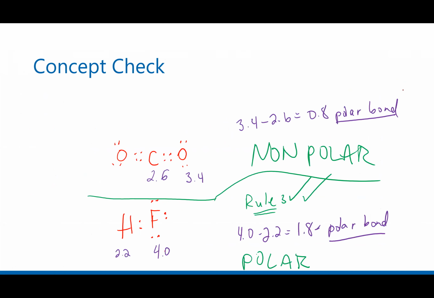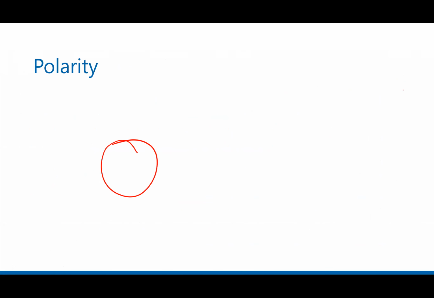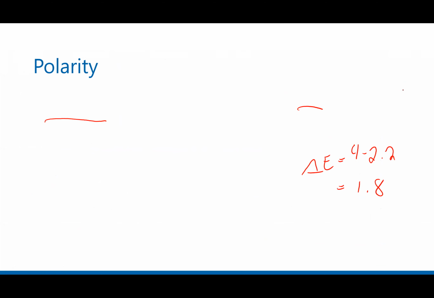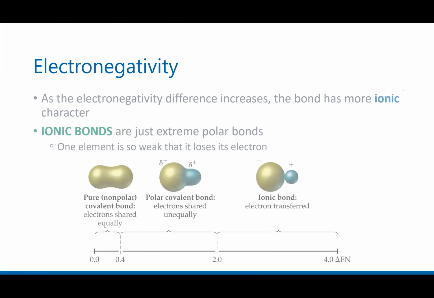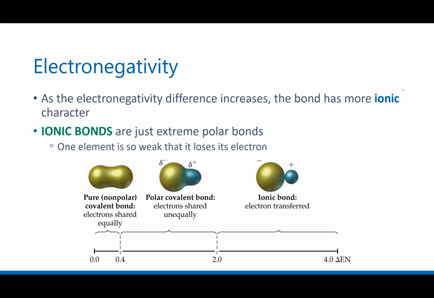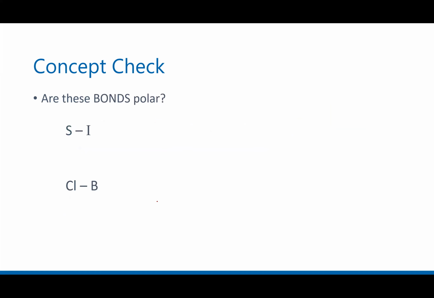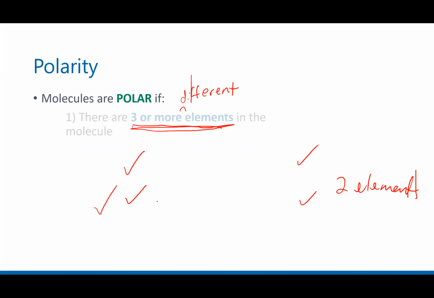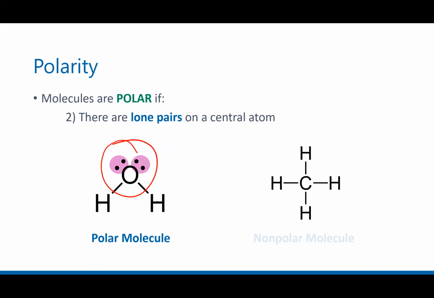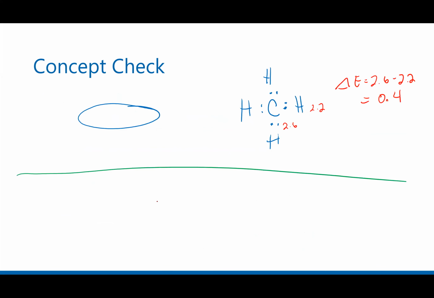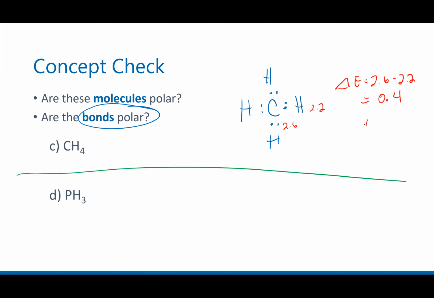Now let's go back and look at a previous slide we had a week ago or a day ago. I'm going to go way, way back to this slide here. If it's less than 0.4, we would say that it is a non-polar bond. But if it's 0.4 to 2, it is polar. So going back to this question, this is a polar bond.